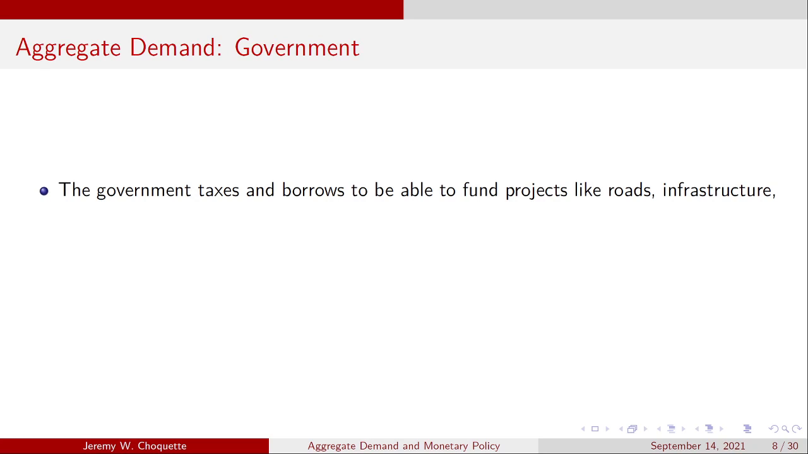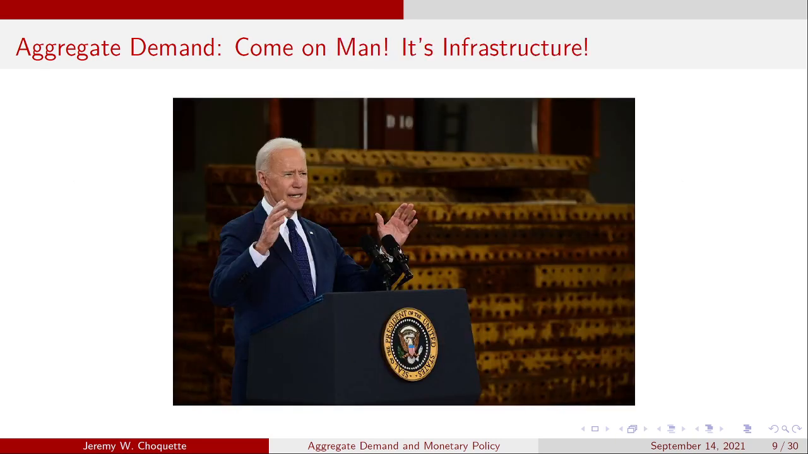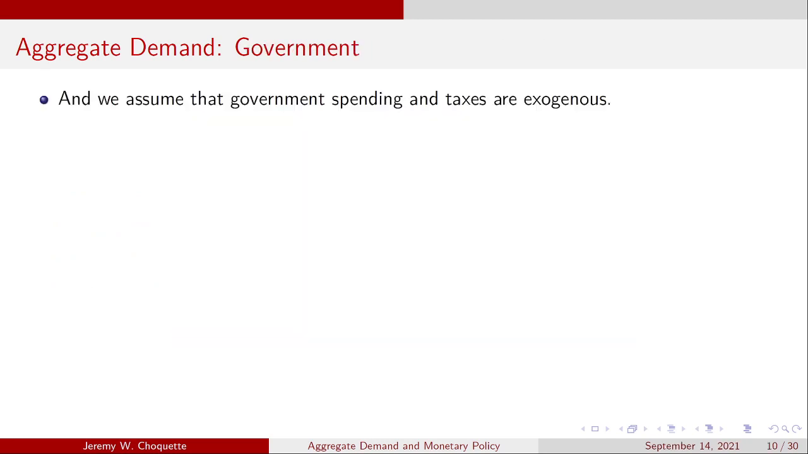Well, the government taxes and borrows in order to be able to fund projects like roads and infrastructure. Come on, man, it's infrastructure, right? Everything is infrastructure these days. Yeah, hooray, more infrastructure. And we assume that government spending and taxes in this model are going to be exogenous.